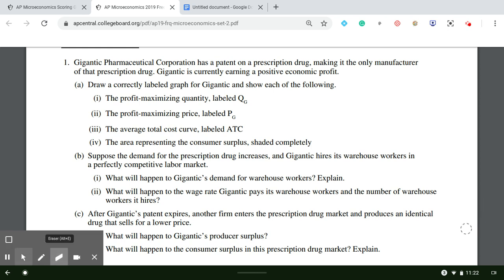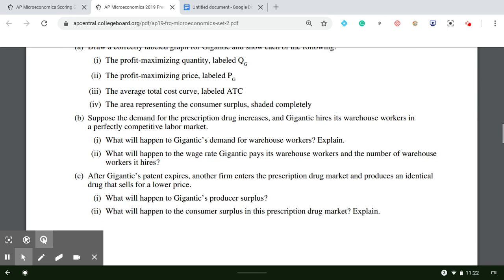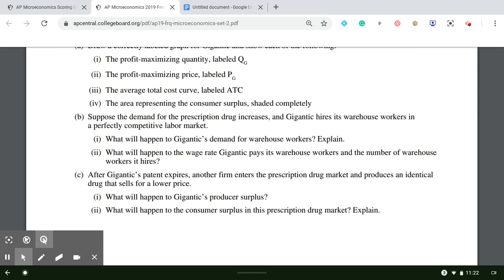Alrighty. After Gigantic's patent expires, another firm enters the prescription drug market and produces an identical drug that sells at a lower price. What will happen to Gigantic's producer surplus? What will happen to the consumer surplus in the prescription drug market? Explain, okay? We can explain both of these just kind of intuitively, and I'll do that first, okay?